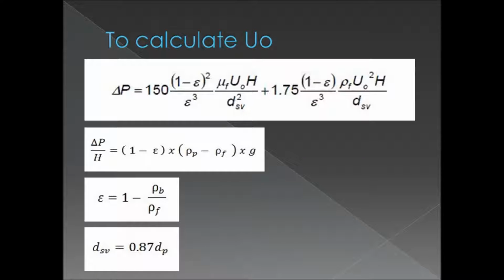To calculate the value of U0, the equation for incompressible fluid is used. First of all, we need to calculate the values of delta P over H, voidage and dsv. After that, the values can be substituted into the equation. Then by using a mathematical method, the value of U0 can be obtained.